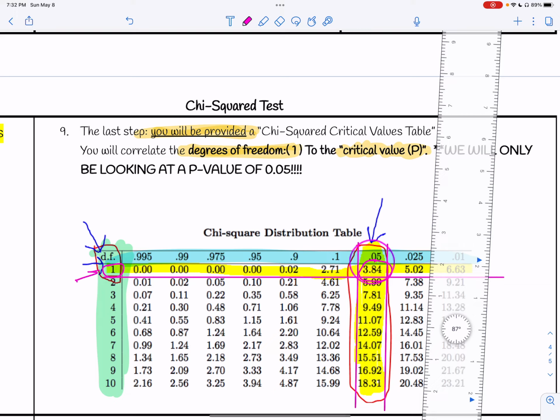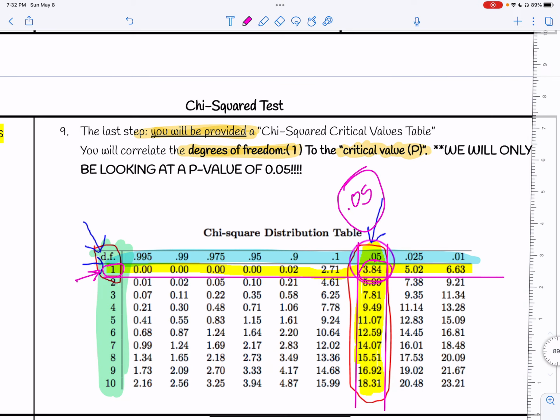3.84. So for a degree of freedom of 1, we got that because we had 2 categories, and then you subtract 1. That's it. How many categories minus 1? And then we're looking at it at a 0.05 p-value, critical value, probability value. We're always going to be doing that 0.05. That won't change.